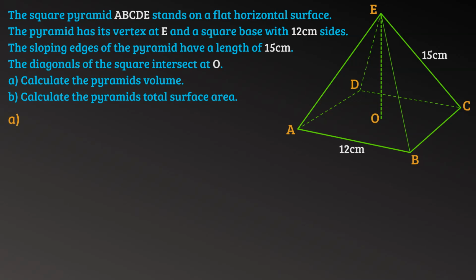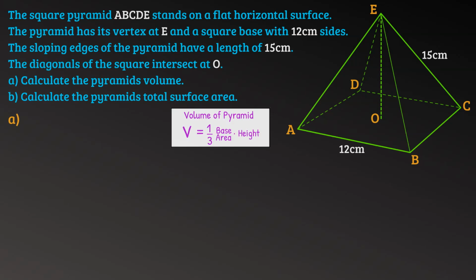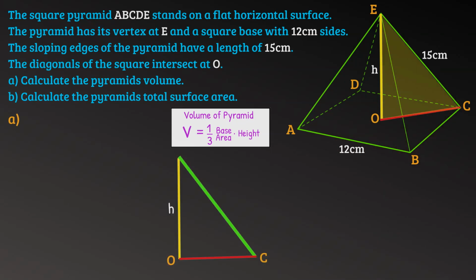Now we're asked to find the volume, for which we'll need this equation where volume is a third base area times height. Now the base area should be easy to find, it's just the area of a square, but we need to find the height here. Now if we make this into a triangle to the corner of the square here, and I'll draw this triangle below to make it clearer, we already have the hypotenuse, which is 15 centimeters long.